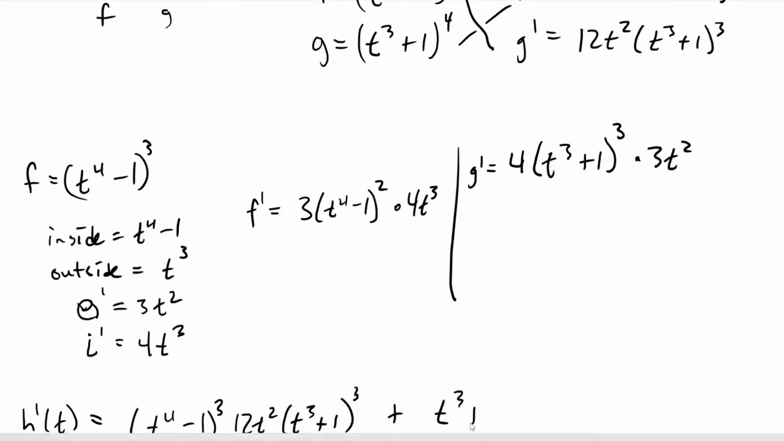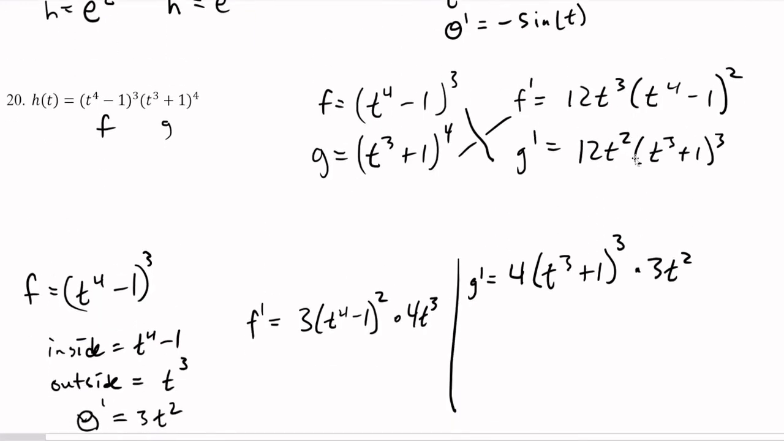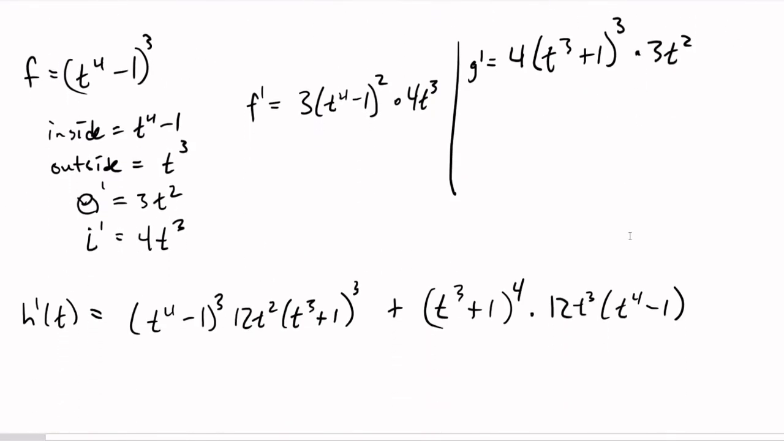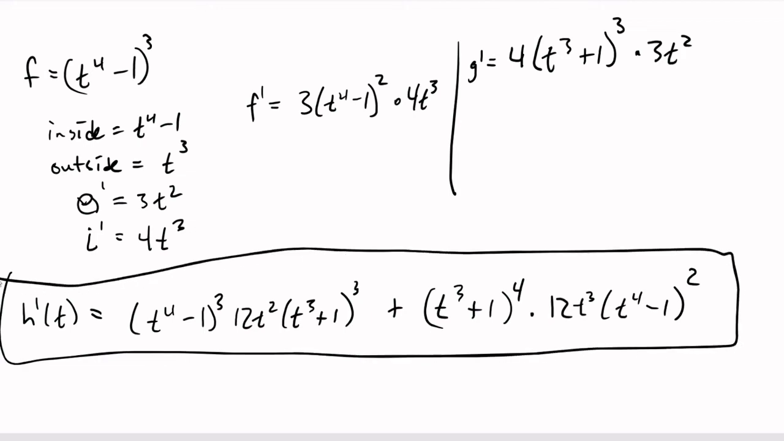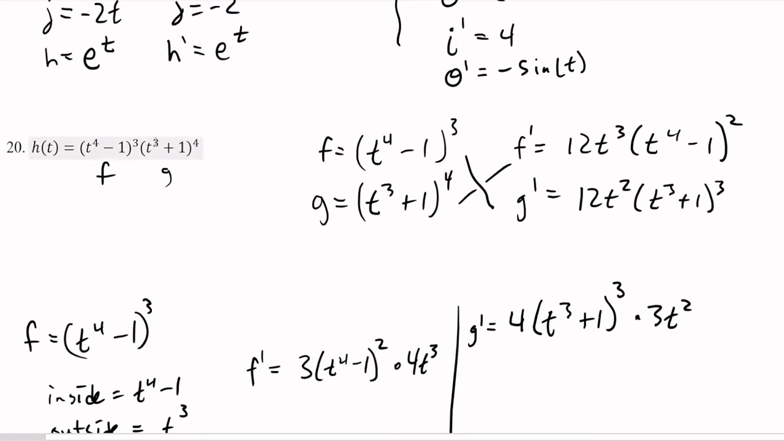t cubed plus 1 to the fourth times 12t cubed, and then t to the fourth minus 1, 12t cubed, t to the fourth minus 1, and that's squared. Got it. Product rule. Overall, inside the product rule, I've got to do a couple chain rules for these.